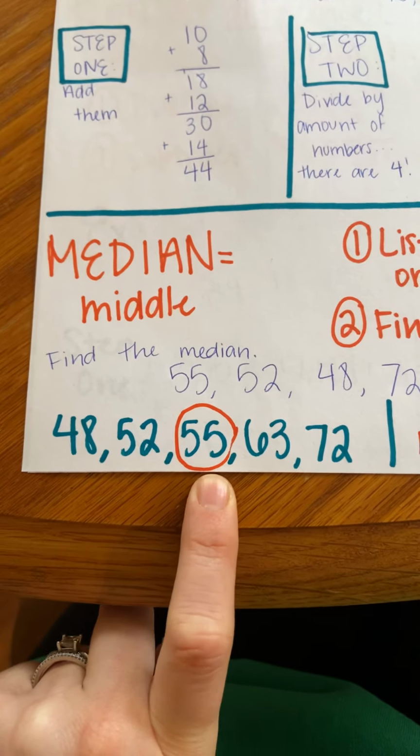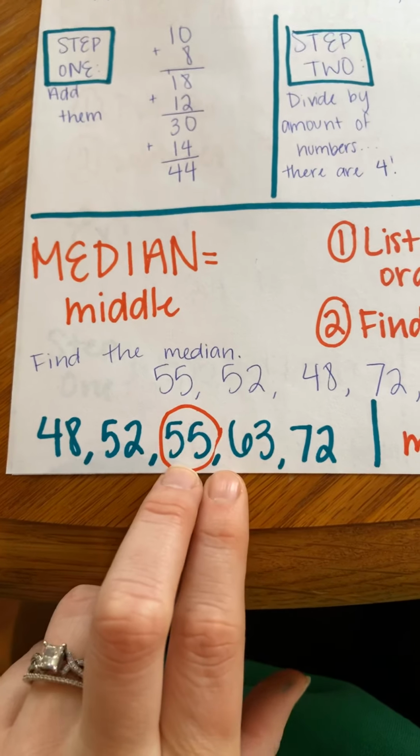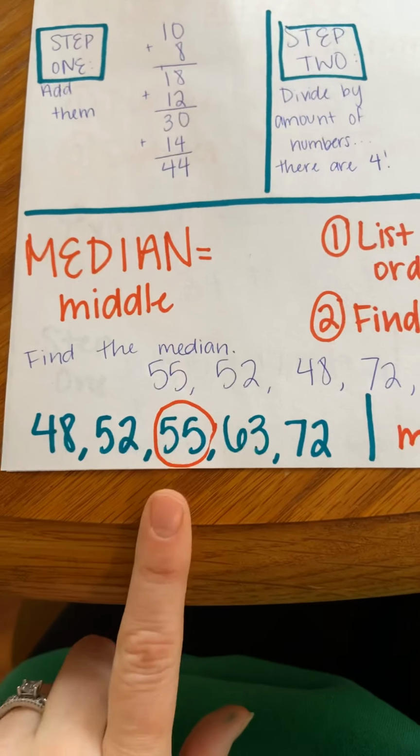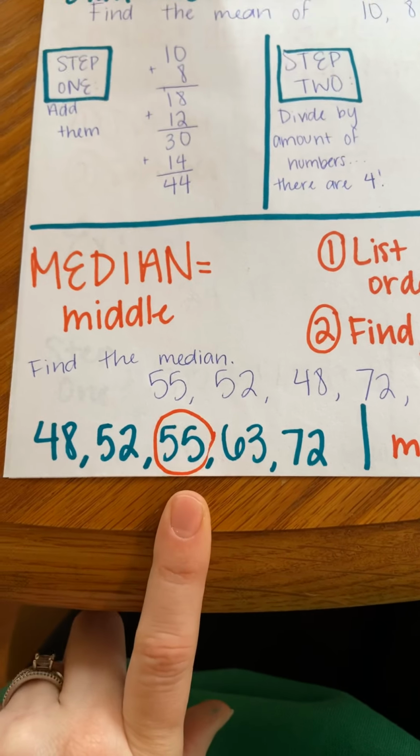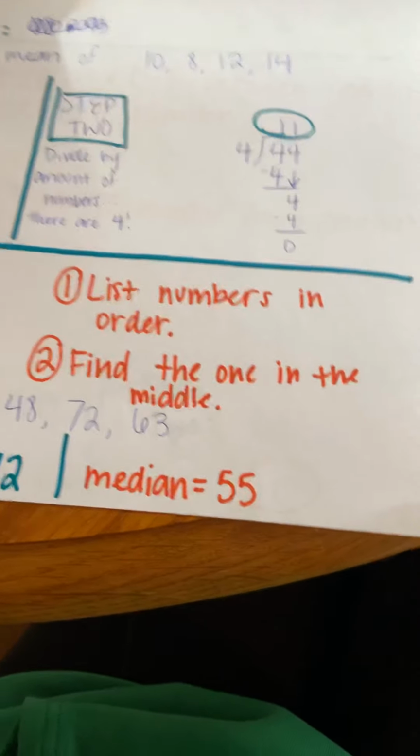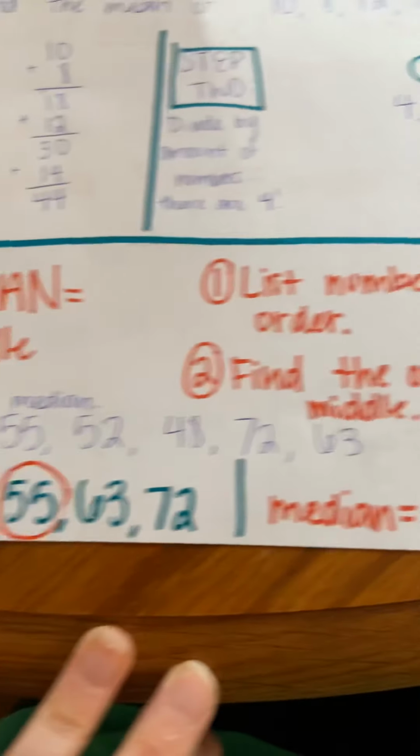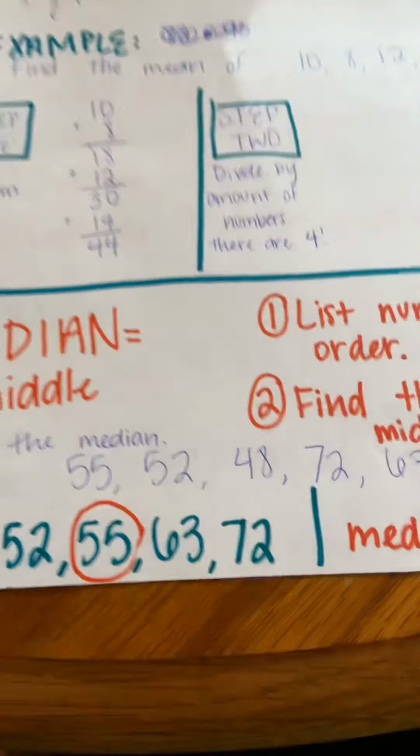Now, if there were an even number here, you would just take those 2 middle numbers and divide by 2. I'll give you an example for that. I wasn't thinking about that, but I'll give you an example here in a sec. So the median for this one, the number that is in the middle, is 55.